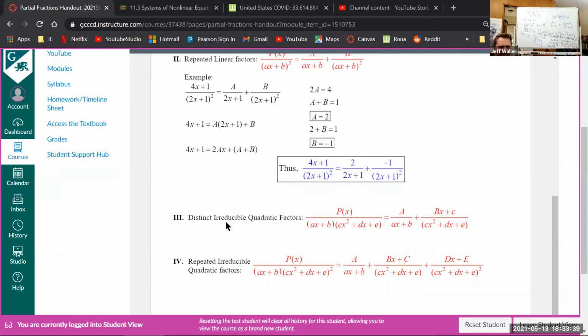Then I have the irreducible quadratic. This is the one like we just did. See there? It's got a linear on top. And then we have repeated irreducible, where I have an irreducible to a second power, which means every time I have something repeated, I need one thing with the first power on the bottom and another thing with the second. So if this was a third power, I would have to have one more plus and one more thing that looks just like this over this to the third power. So that's how every time there's something repeated, that's how it works.